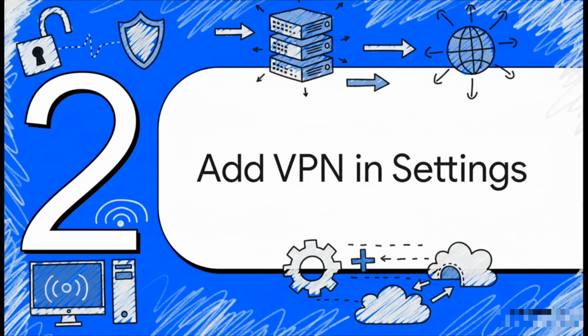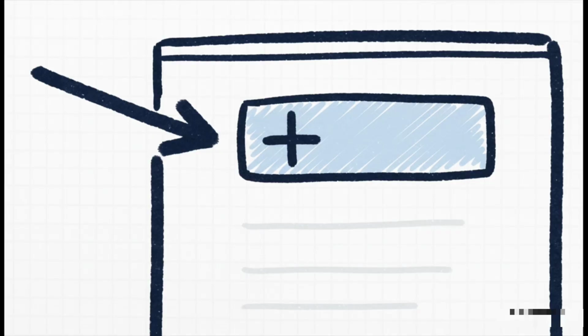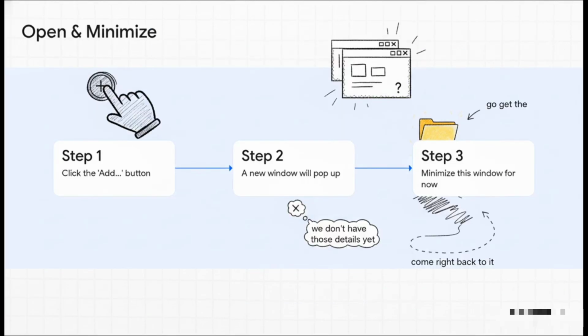Okay, part 2, actually adding the VPN. Now that we're on the right screen, you should see a pretty obvious option to add a new connection. Your eyes should go right to it. It's usually at the top, has a little plus sign, and it says Add a VPN connection. That's the button we need. Go on and click that Add button.